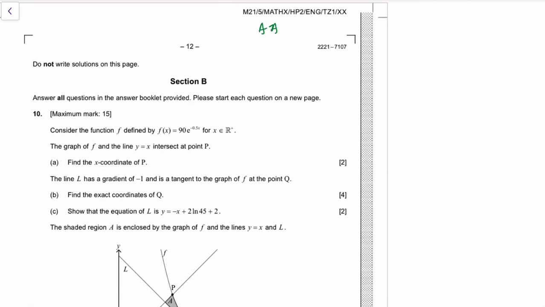Okay, AAHL times 1 paper 2, section B. If you need section A, it's in the description. If you need to take a screenshot, check out the video on section A.